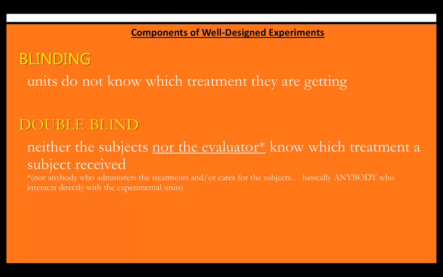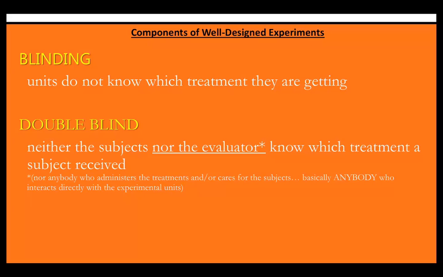That's called blinding, okay? Double blind is if I still don't know, and the nurse or whoever is giving me the pill doesn't know either. The person administering it. Neither the subjects nor the evaluator know which treatment a subject received, nor anybody who administers the treatments or cares for the subject. So people who meet with the subjects, doctors, nurses, whoever, if it's a medical experiment, they don't know which one you're getting. They have no idea which group you're in.